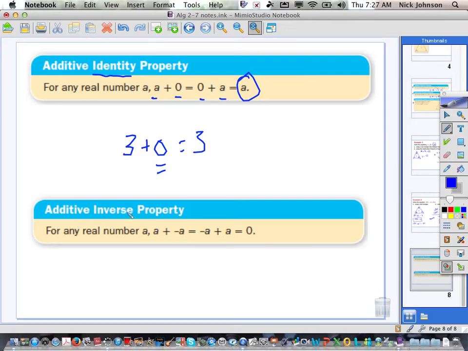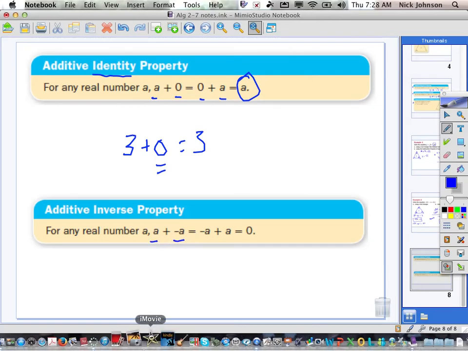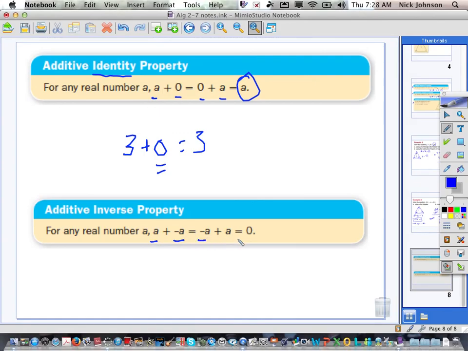The additive inverse property says, what can I add to something to get out 0? Okay? Well, if I take some number and add its opposite to it, I'm left with 0. So a negative 3 plus 3 is equal to 0. A negative 5 plus its opposite, which is a positive 5, is equal to 0.